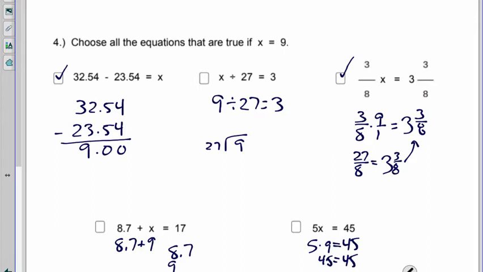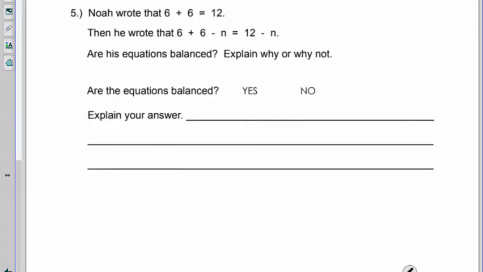So it's a solution to that one. Okay, for this next one, Noah wrote 6 plus 6 is 12. And then he wrote another equation, 6 plus 6 minus n equals 12 minus n. I highlighted the part that was different there.